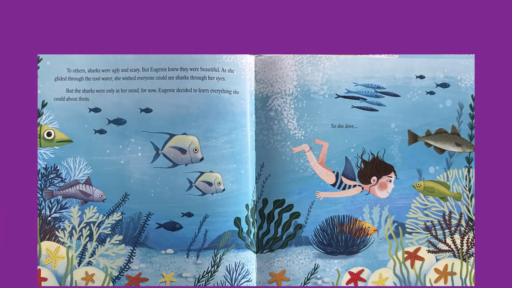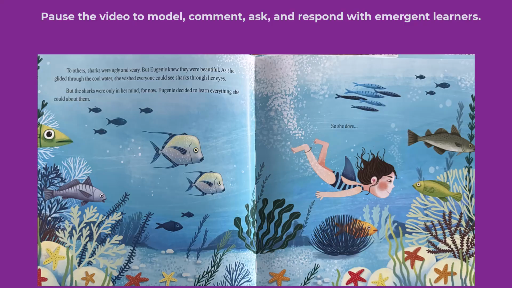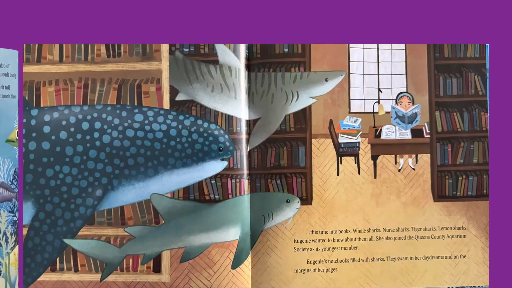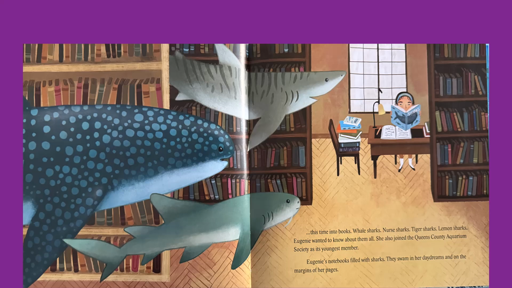To others, sharks were ugly and scary, but Eugenie knew they were beautiful. As she glided through the cool water, she wished everyone could see sharks through her eyes, but the sharks were only in her mind for now. Eugenie decided to learn everything she could about them, so she dove this time into books. Whale sharks, nurse sharks, tiger sharks, lemon sharks. Eugenie wanted to know about them all.